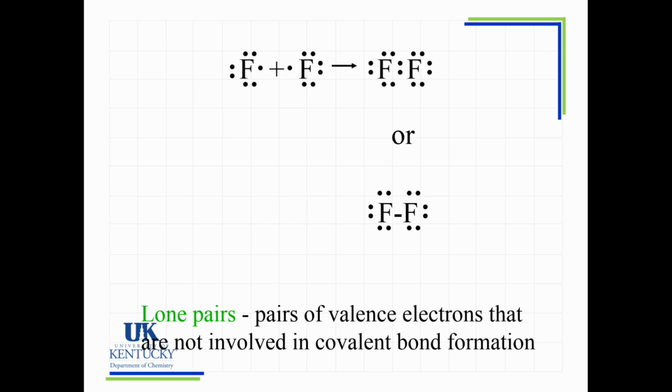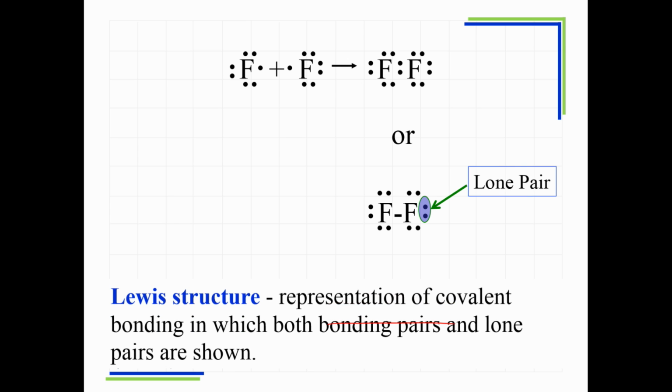A lone pair is a pair of electrons that are not involved in a covalent bond. They are still valence electrons. Now, fluorine had 7, so they're still valence electrons. They're being represented in our structure, but they're not involved in bonding. So here is a lone pair that we see right there. That would be a set of electrons.